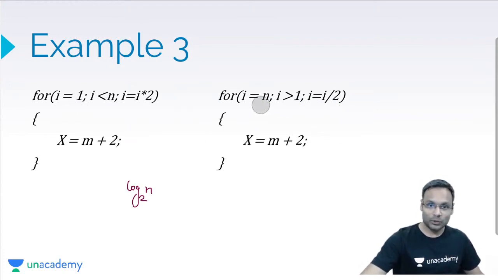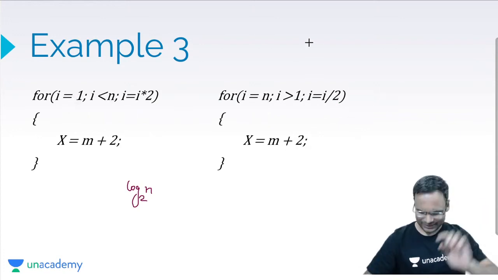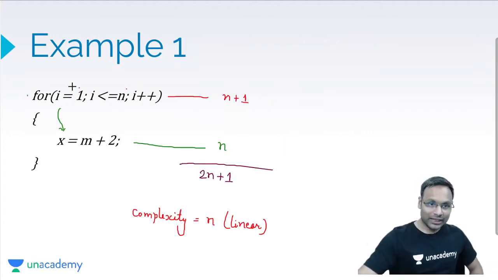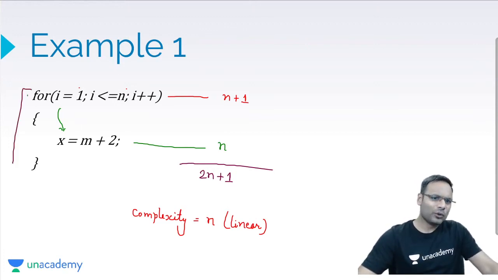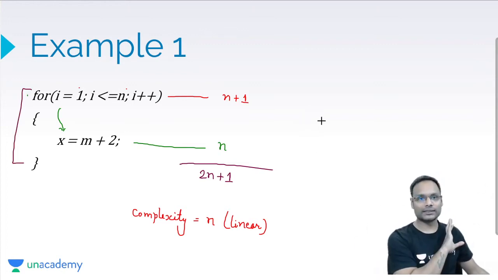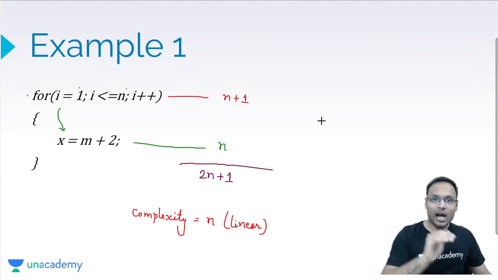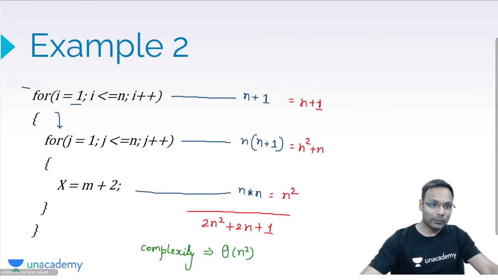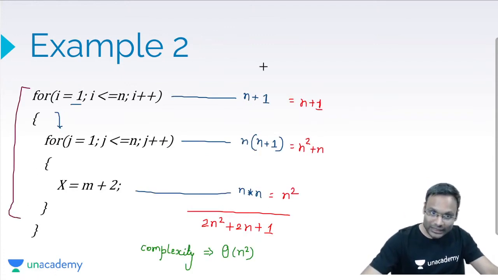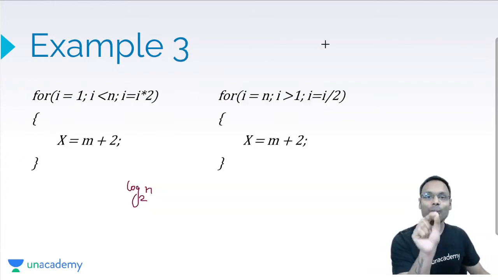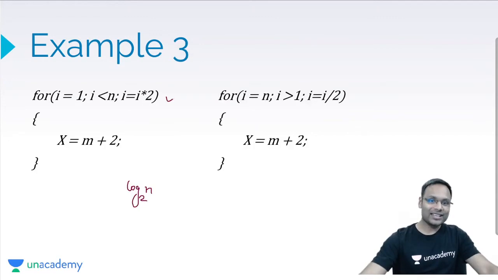If you are not able to understand exactly, look at this. How did you come to the conclusion that the complexity of this algorithm is n? I can directly say that this loop runs around n times, so the complexity is n. The number of times the loop runs is the complexity. Here also, if you have a double nested loop, the loop runs n square times, that's why the complexity is n square. So I have to check how many times the loop runs in each case.